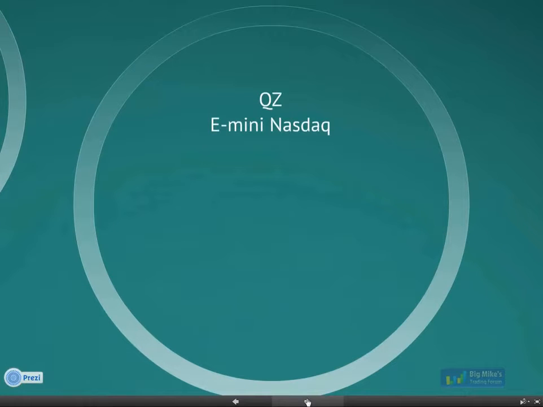QZ is E-mini NASDAQ, about 50 to 70,000 open interest, only 3 to 5,000 trades daily. It does have decent return on investment, but just not as many trades there as the ES contract.